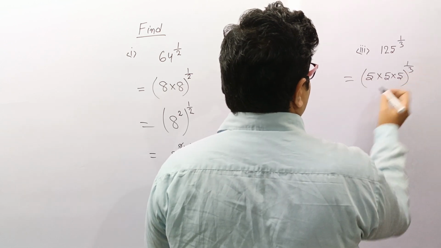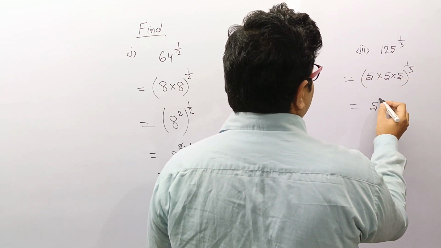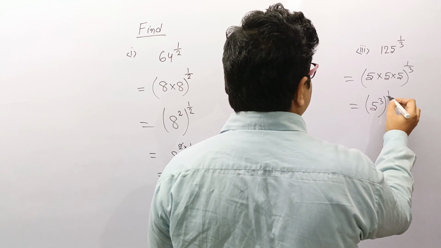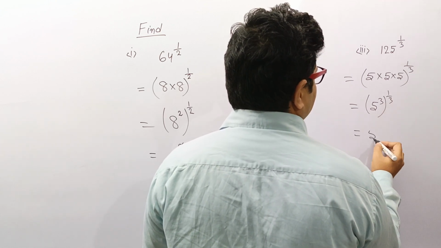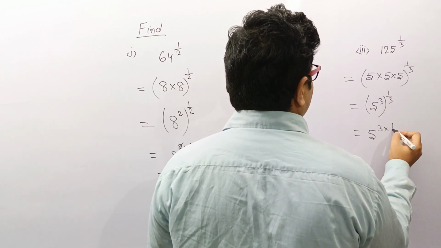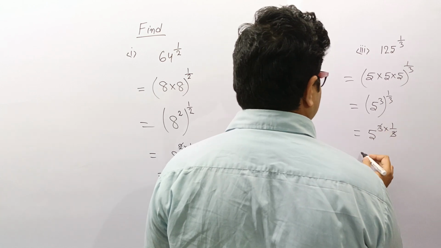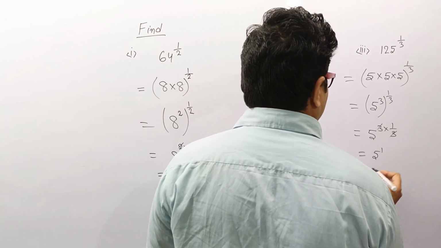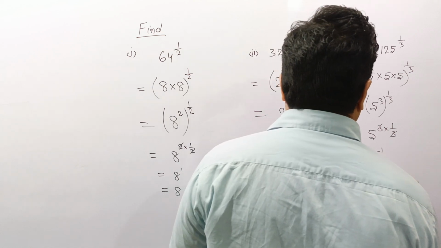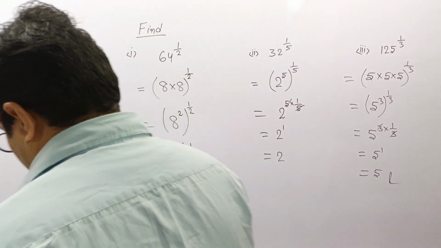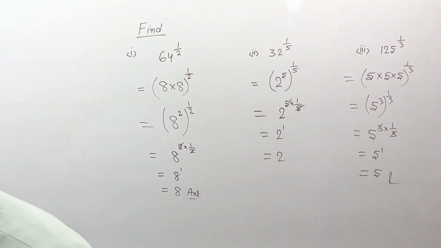Okay. Now 5 to the power 3, and again the whole power 1 upon 3. When two powers are there, the powers are multiplied: 3 into 1 upon 3, 5 to the power 1, and finally 5 is your answer. Okay. Similarly, you can solve the rest of the questions also.